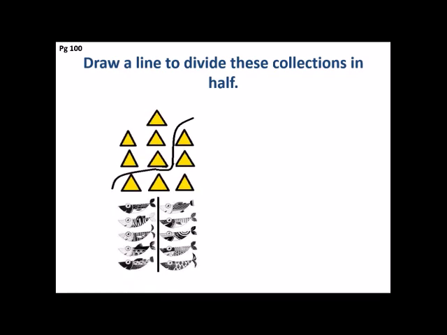In the first collection, 10 triangles are given. Okay, what is the half of 10? Yes, 5. So you divide the triangles into two groups of 5 triangles. Now the rest of the parts will be done by you, and afterwards match your answers. Here are the collections.